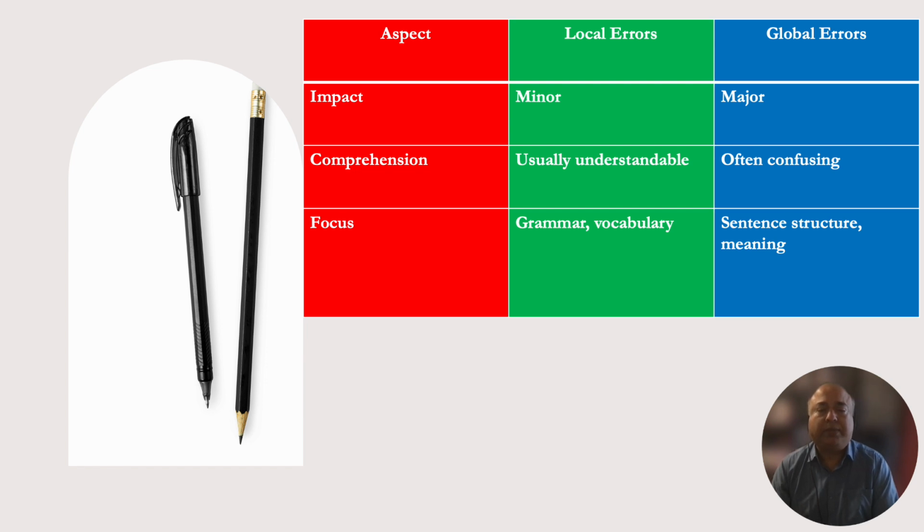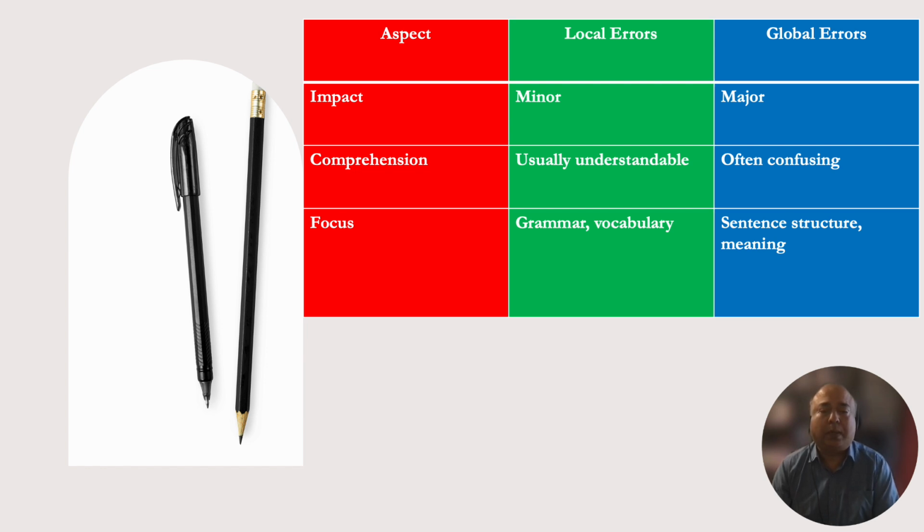In terms of understanding, if there are local errors in writing, the reader can still understand the meaning. But that's not the case with global errors. If there are global errors in writing, it's very difficult for the reader to understand what the writer means. Okay? So what is the focus?